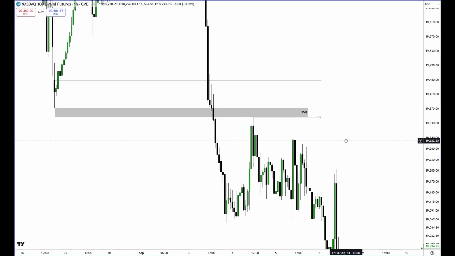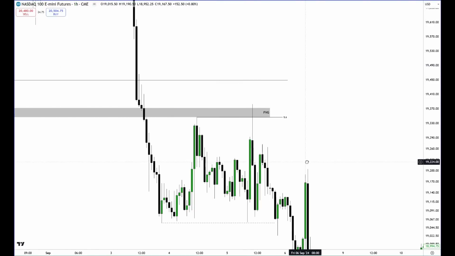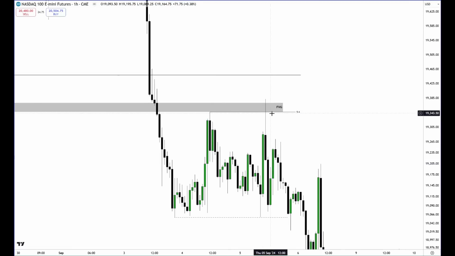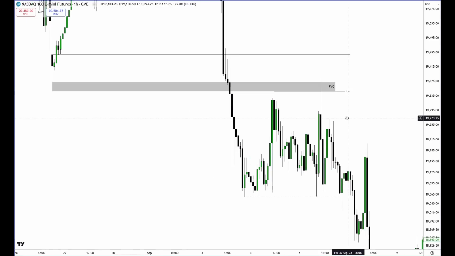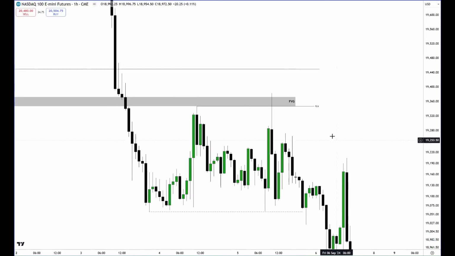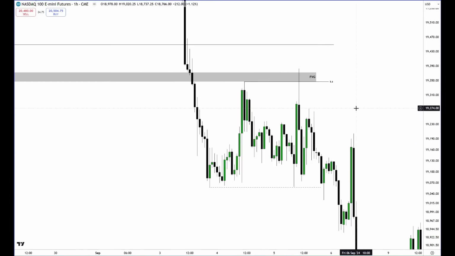Your goal is to enter a turtle soup of the lower time frame inside of this fair value gap going short. 1 hour turtle soup within a daily fair value gap. Short entry as soon as the high is tapped into, coming down.